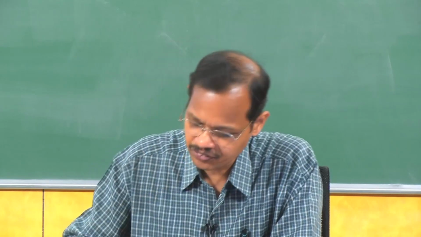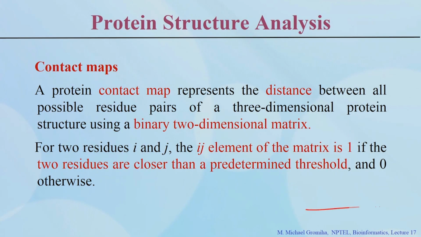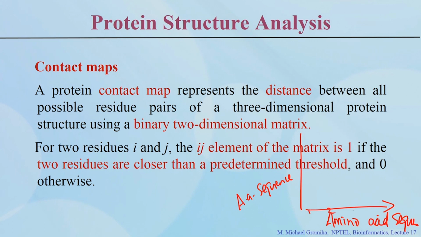For example, on the x axis you have the amino acid sequence, and on the y axis you also have the amino acid sequence, say 1, 2, 3 like that. Now, the question is whether these residues are in contact or not. If they are in contact you put a dot, if not you leave it blank, and then you get a matrix showing which residues are in contact. I will show you some examples.